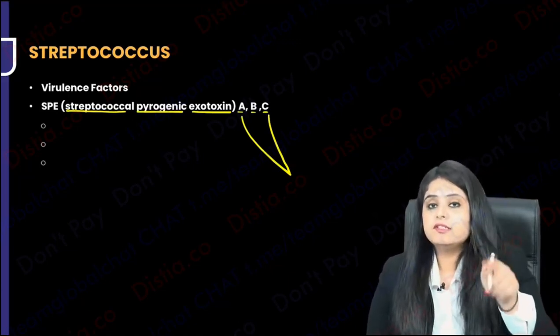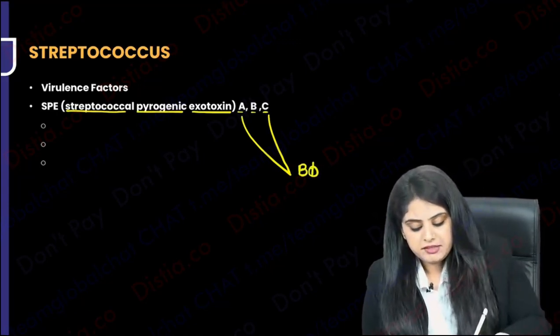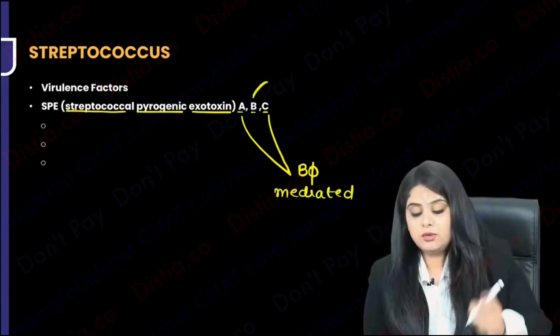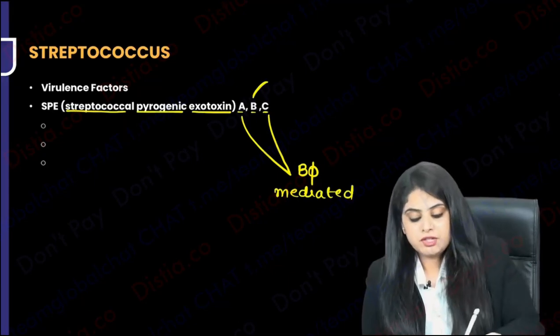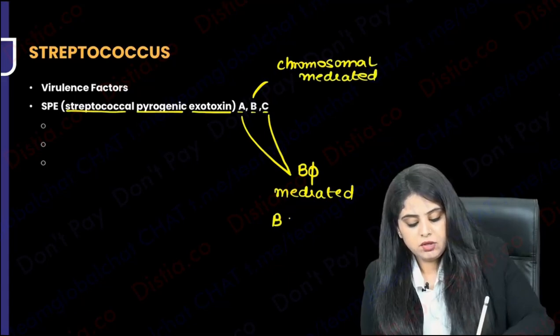If they ask you which of these is bacteriophage coded, you will say B is not bacteriophage coded. A and C are going to be bacteriophage coded. And B, the one left over, B is not for B. So, A and C are bacteriophage coded. B is going to be chromosomally mediated. That is chromosomal mediated. So, the simple way that I have learnt is B is not going to be B.